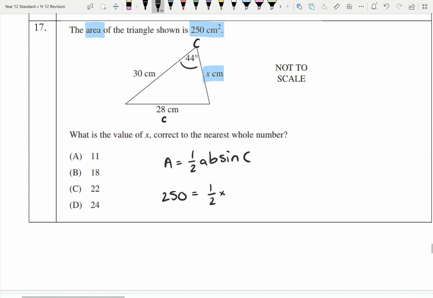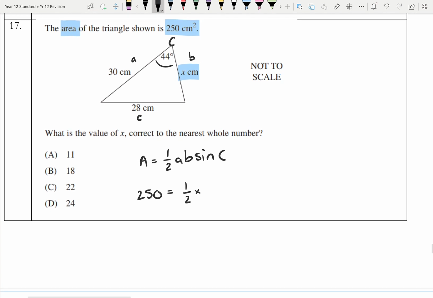A and B. The order of those doesn't matter. It could be A or B on either side. If you can figure that out, that we're using that angle, so that means the opposite side is C, it matches up, then you'll get everything right from there. So we've got half times 30 times x times sine of that angle, 44.